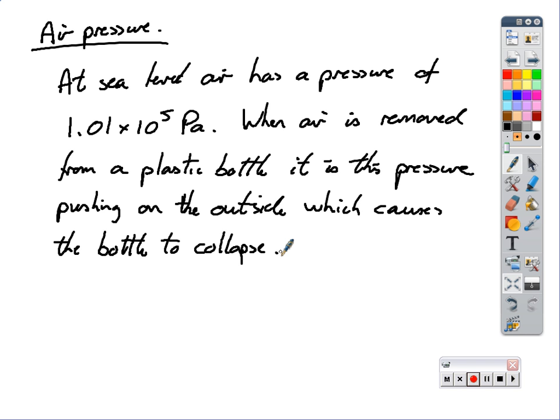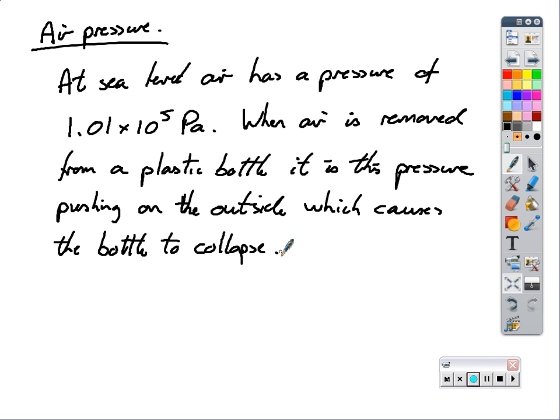So at sea level, air has a pressure of 1.01 times 10 to the 5 pascals, which is the same as newtons per square metre. When air is removed from a plastic bottle, it is this pressure pushing on the outside which causes the bottle to collapse. So with this pressure and a fixed surface area, you have the force, the amount of force that's required to do that.